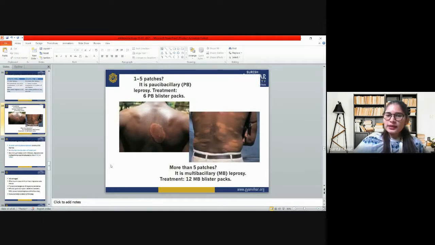Now, as you can see, this is an example of multibacillary and paucibacillary leprosy. The first one has 1 to 5 patches, so it is paucibacillary leprosy, and the treatment is 6 PB blister packs. Now, more than 5 patches means it is multibacillary leprosy, and the treatment is 12 MB blister packs. So as you can see, this is the picture of the person having PB and MB.